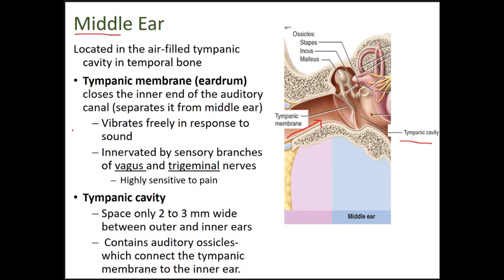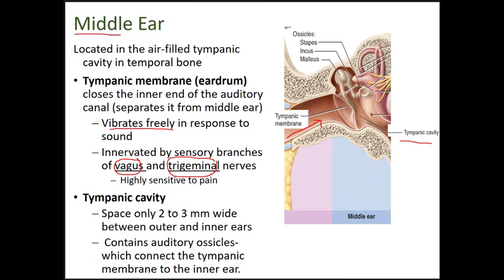The eardrum itself has this ability to vibrate freely in response to sound. It's innervated by two cranial nerves, the vagus nerve and the trigeminal nerve, and it's very sensitive to pain. So if you've ever heard loud sounds, or put a Q-tip in your ear and hit a part of your ear, or had water trapped in your ear, you've probably experienced a lot of pain when this happens, and that's because of its innervation.